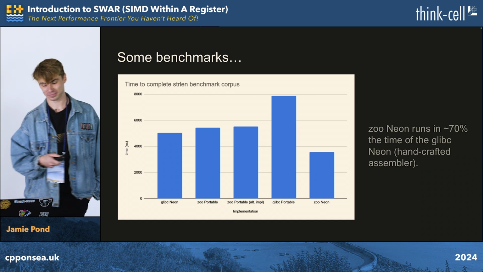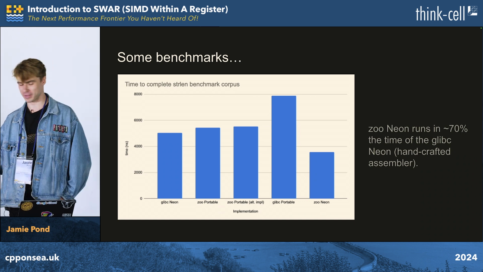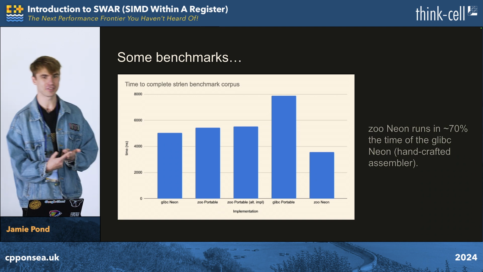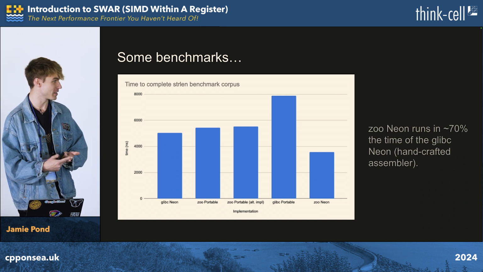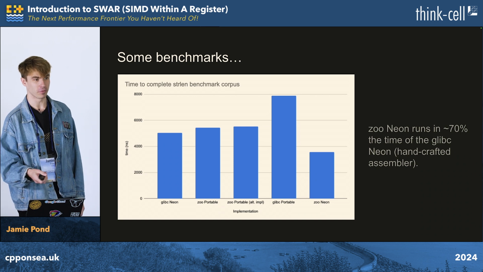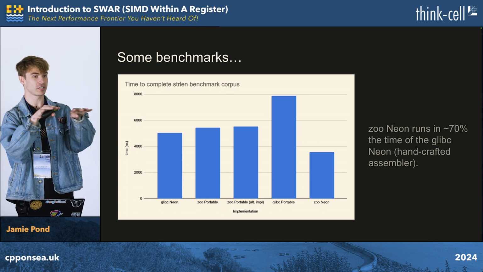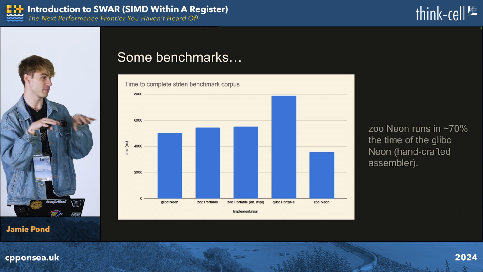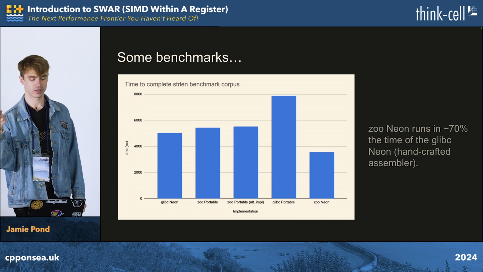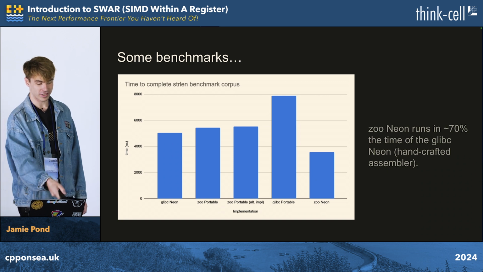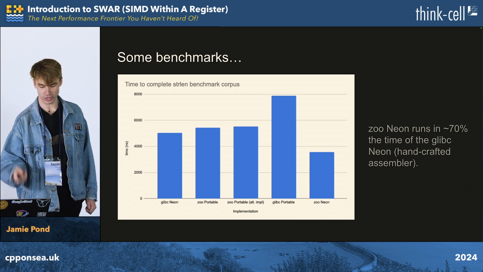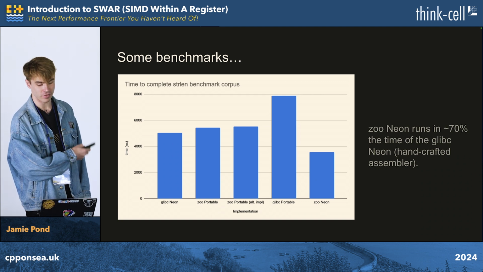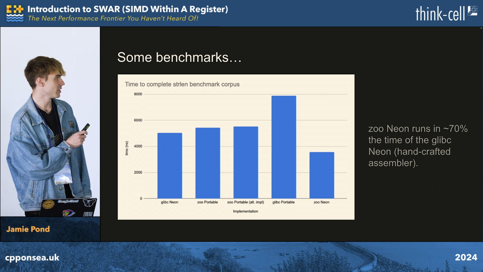And then what's really fun is the Zoo Neon implementation, where we compose the SWAR techniques with real hardware SIMD. That's where you get the best performance, because we're doing SWAR within 64-bit registers, and then doing four of those at a time using hardware SIMD. That beats the handcrafted assembler of the glibc implementation running on this computer. The Zoo Neon runs in about 70% of the time of the glibc Neon handcrafted assembler.